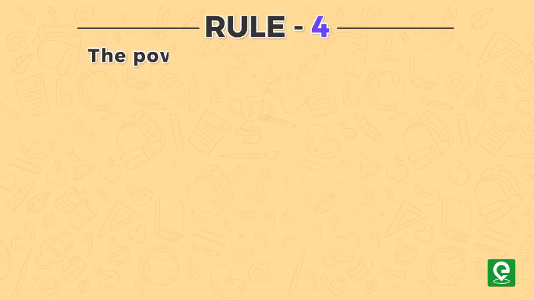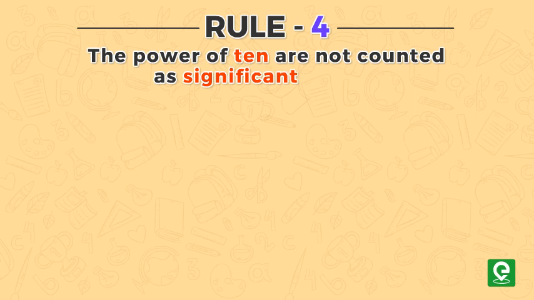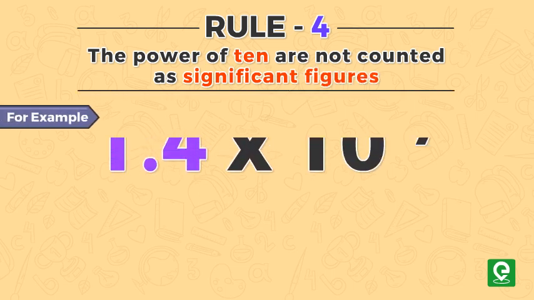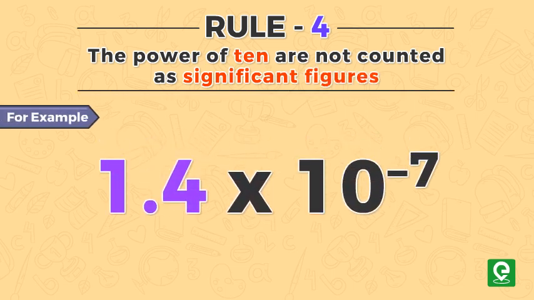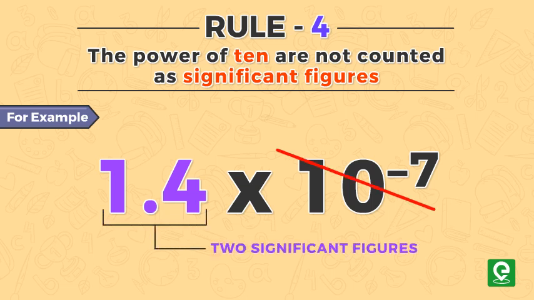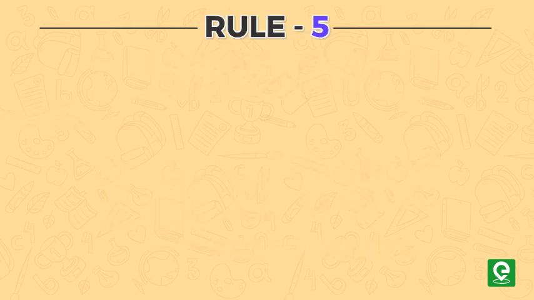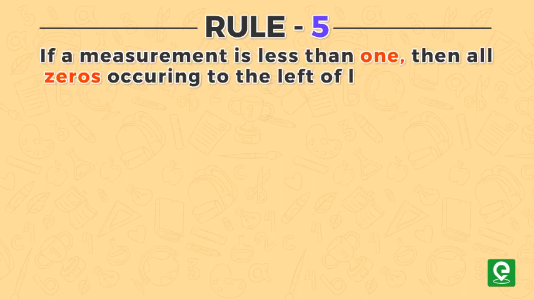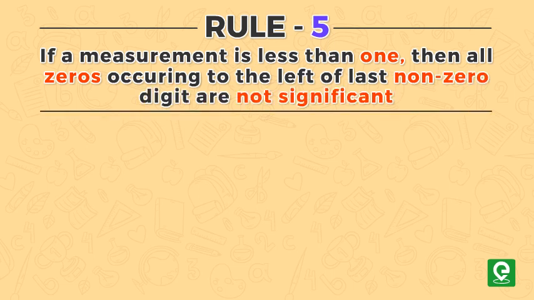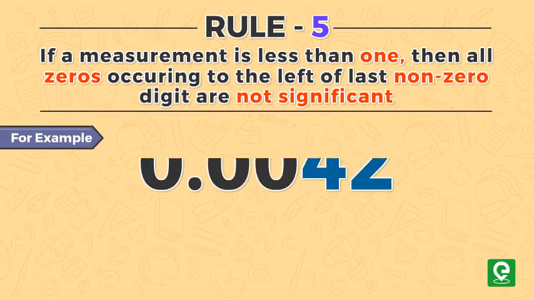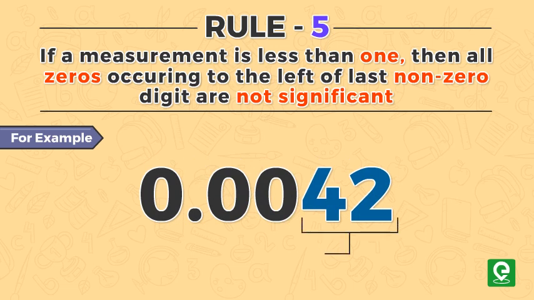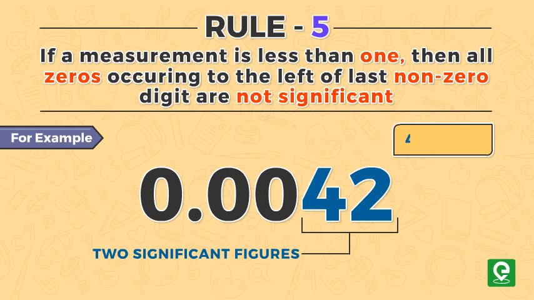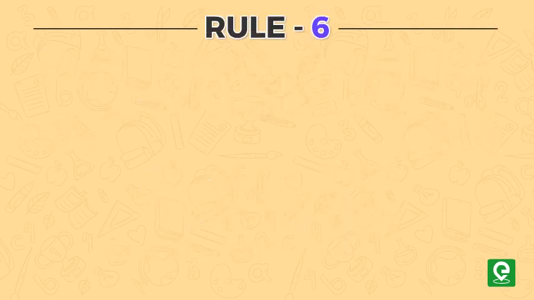Rule number 4. The powers of 10 are not counted as significant figures. For example, 1.4 × 10^-7 has only 2 significant figures, 1 and 4. Rule number 5. If a measurement is less than 1, then all zeros occurring to the left of the last non-zero digit are not significant. For example, the number 0.0042 has 2 significant figures, 4 and 2, because we can write this as 4.2 × 10^-3.